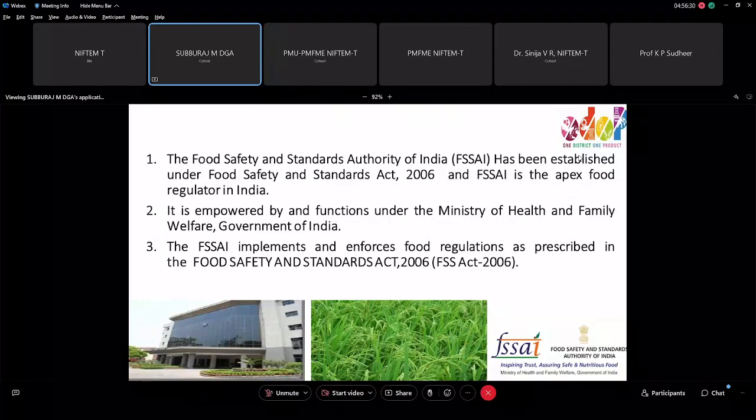The central government headquarters is in New Delhi, and there are 5 regional offices. In each state, there is a Food Safety Commissioner, who is an IAS officer. Under him, there is a designated officer for every district. They control the food safety activities, and then there is the food safety officer. This is the organization diagram.